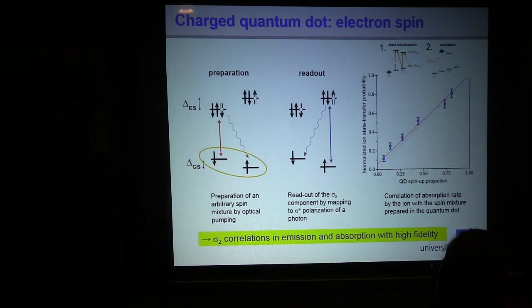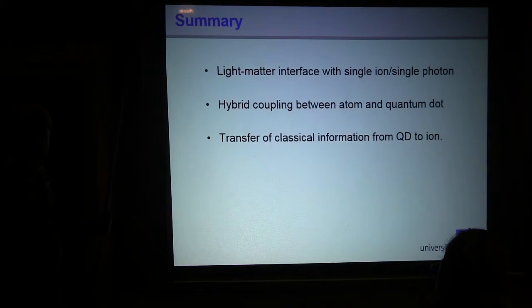All right, this is about it. Here's a short summary. What I showed you today is that you can do light-matter interfaces with the ion and the single photon, and that we can use this to connect a single emitter in the solid state via a single photon to a single atomic emitter, for the first time, I think. And that we can transfer classical information from one system to the other.